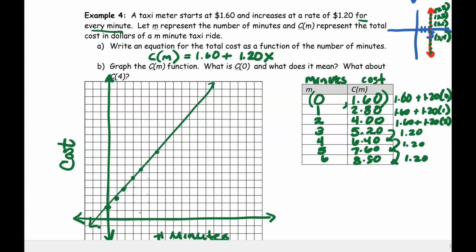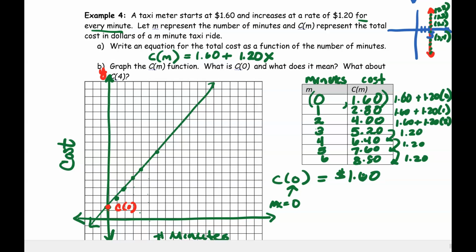So it asks, what does the y-intercept mean? It says, what does c sub 0 mean, which is the y-intercept? So c sub 0 means what happens if x equals 0, or in this case m, the number of minutes. So let's look at that for a minute. Here's the y-axis, and this point right here is c sub 0. It's asking if we plug 0 in, what do we get? Well, c sub 0 is equal to $1.60.